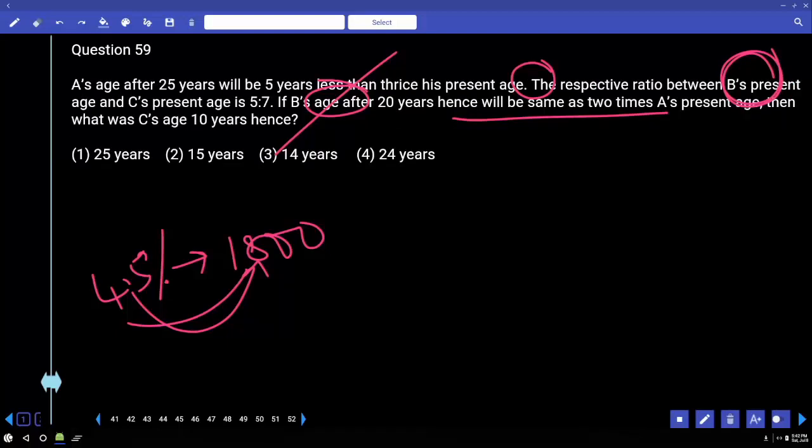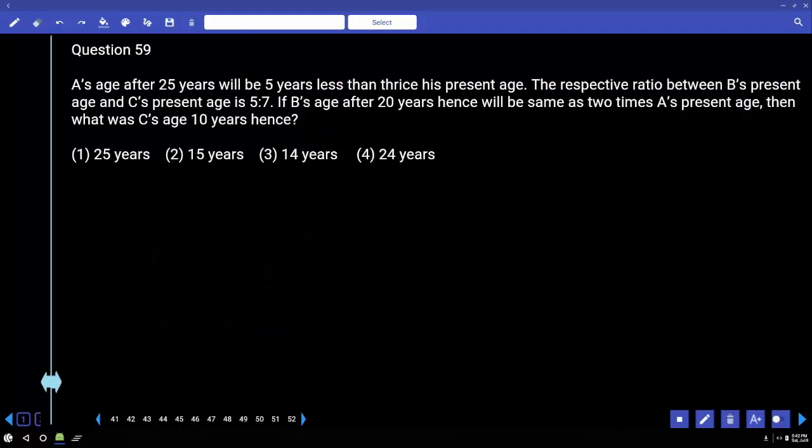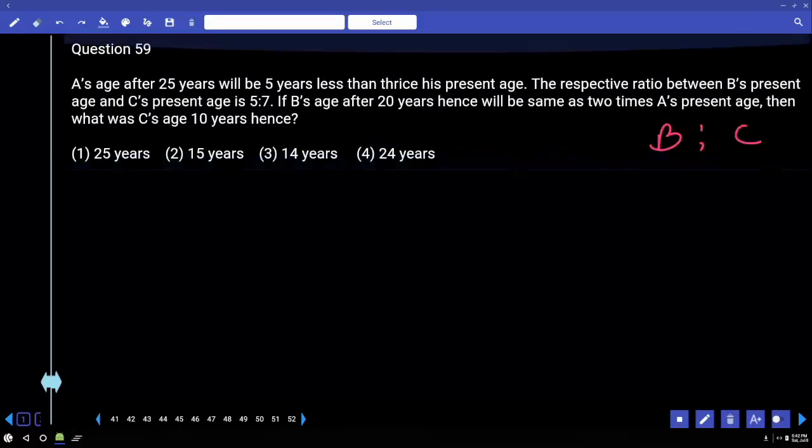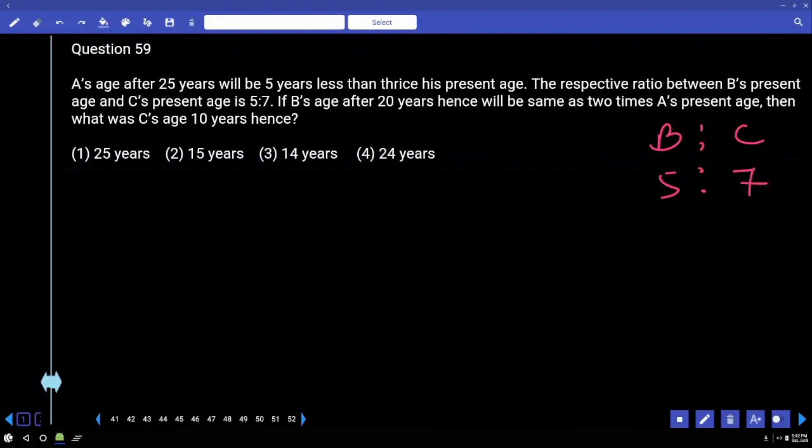Next, A's age after 25 years will be 5 years less than thrice his present age. The respective ratio between B's present age and C's present age is 5:7. B's age after 20 years will be the same as 2 times A's present age. Then what was C's age 10 years hence, he asked. Looking at this, first what is my age... Don't panic, read carefully. Age after 25 years will be, let us consider the present age.